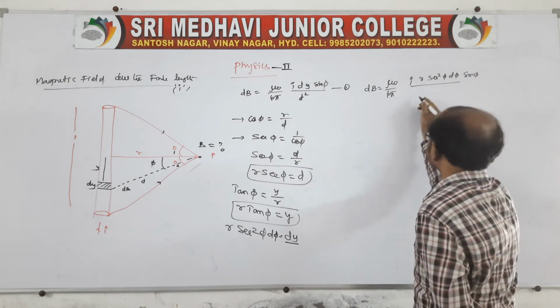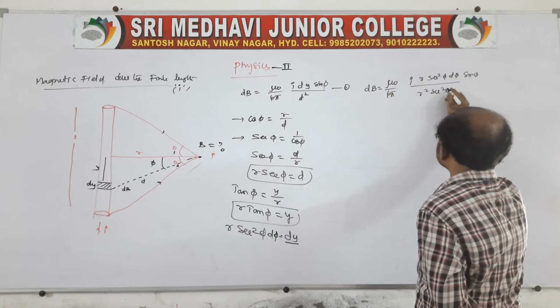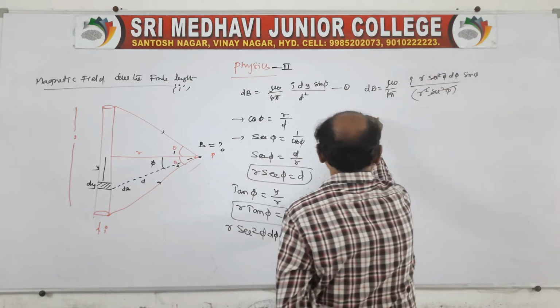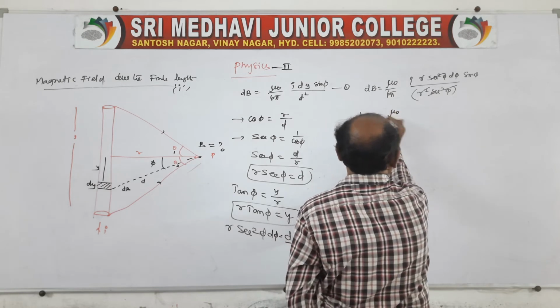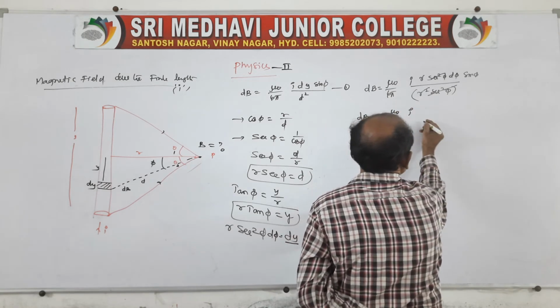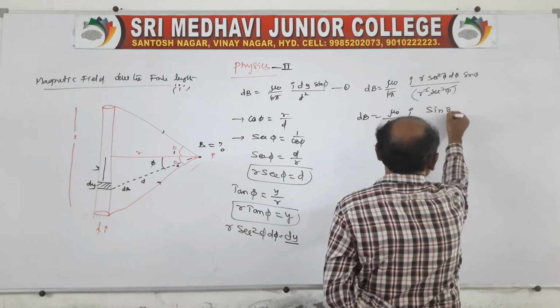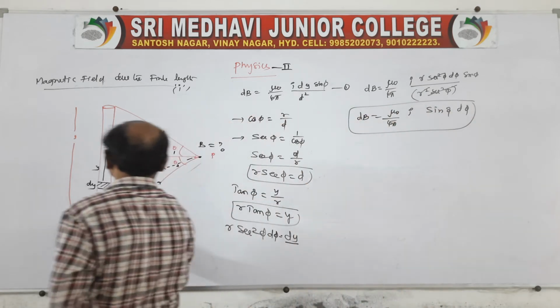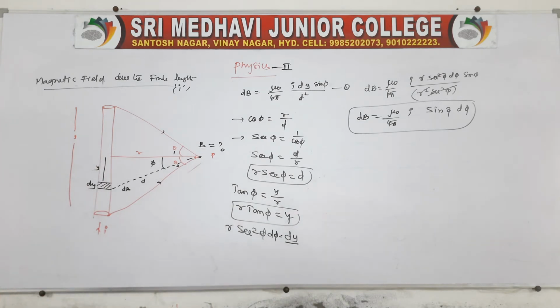What is d? It is r square secant square phi. So the similar terms are cancelled, one r is cancelled. Almost we are at the end. dB is equal to mu naught by 4 pi r, I into sin phi into d phi. So this is the magnetic induction at a point due to a finite length of a current carrying conductor.